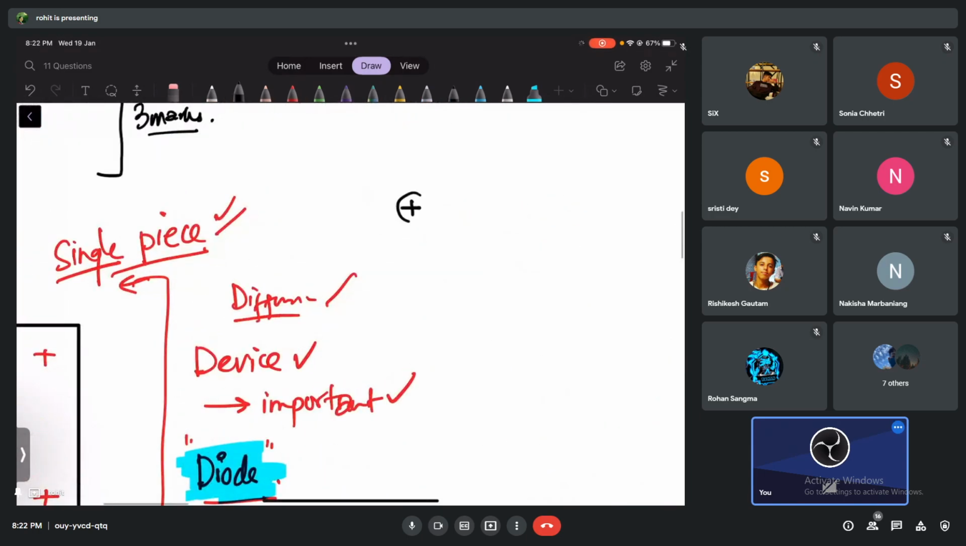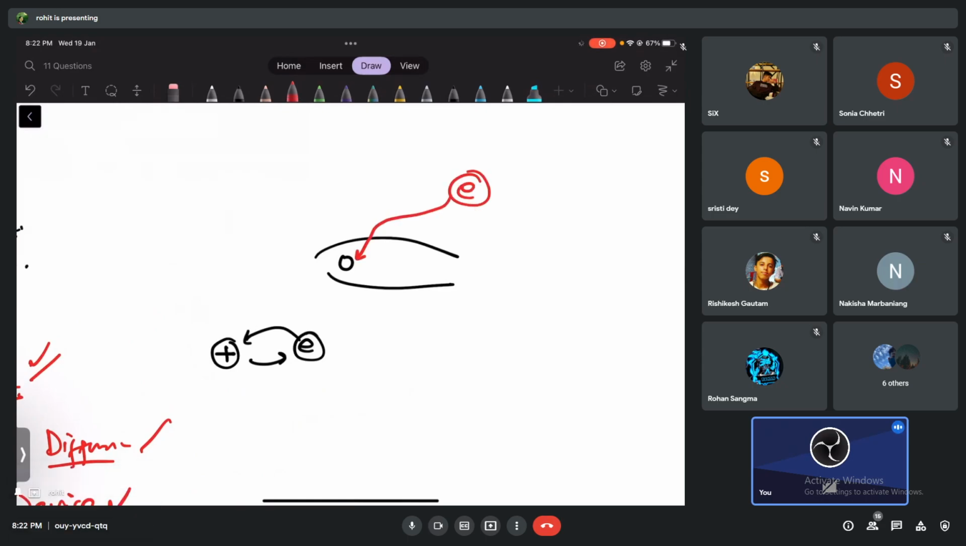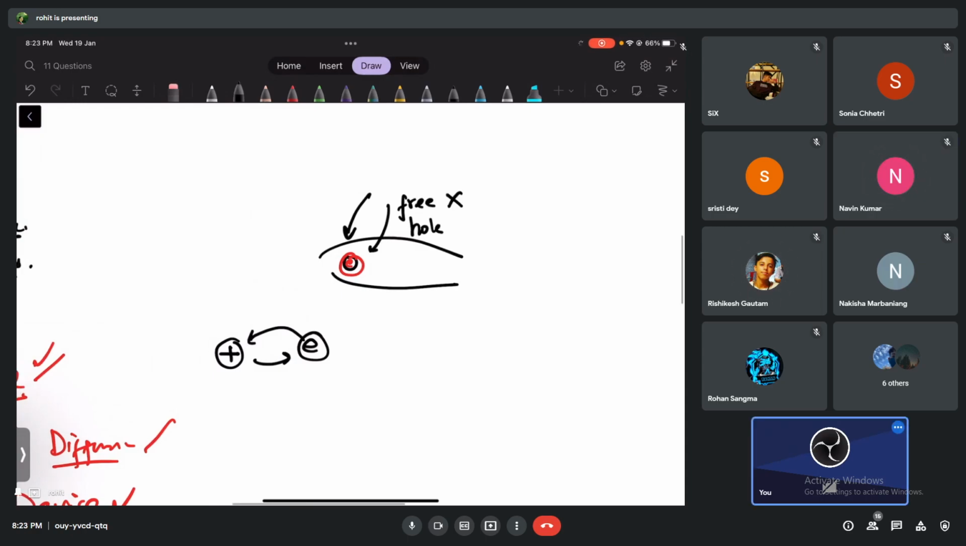Now don't forget this also. If a hole is going to combine with an electron, it's like this: there's a hole, and the electron is going to go and sit in the hole. Now you tell me, if the electron goes and sits in the hole, is the electron free or not free anymore? Not free. Does the hole remain or does it disappear? Disappear. The hole also is not there, okay.